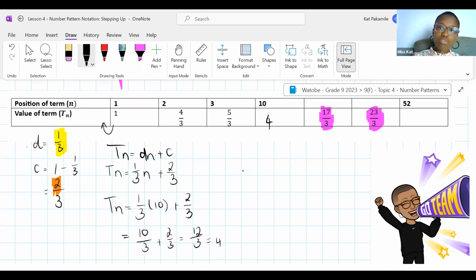Whoever said 10 is 4, you would be correct. Well done, Gotu. Well done, people. Yeah, you guys are on fire today. I'm loving it. Well done.